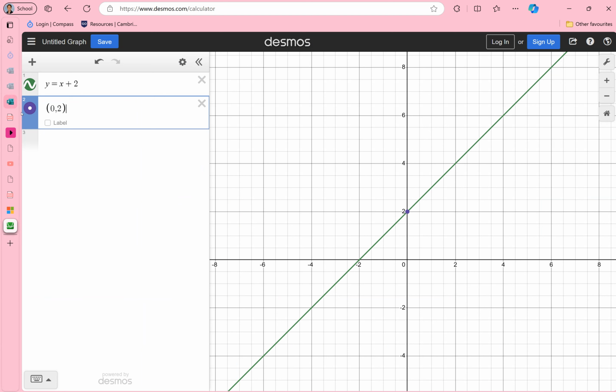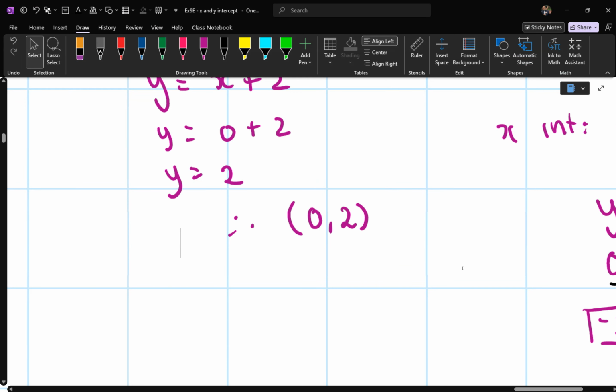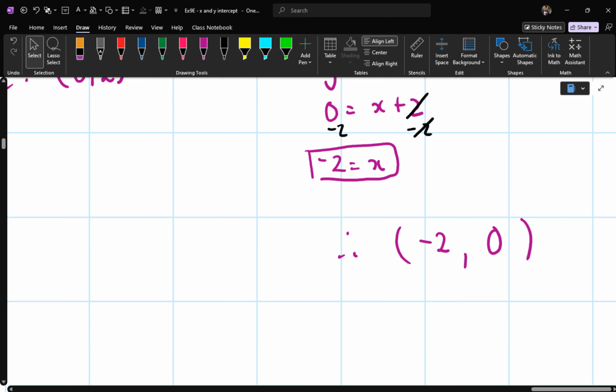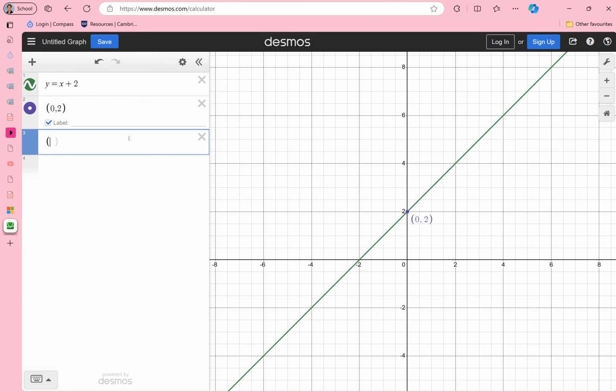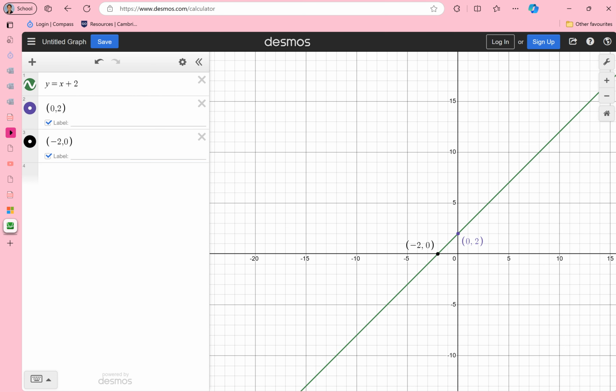Let's see if that's true. So I label it. Yes, it is. That's your y-intercept there. And then your x-intercept, what did we have? We had over here (-2, 0), right? So let's see. If I type in (-2, 0), and here we go. Look at that. (-2, 0), the line crosses the x-intercept and then the y-intercept, which is over here, exactly the way we calculated.